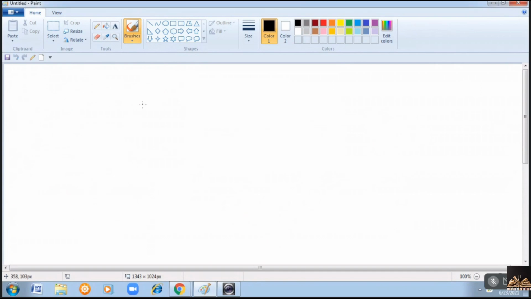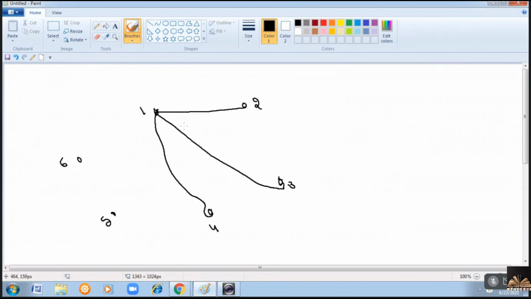Let us see one example. Assume that there are 6 teams: 1, 2, 3, 4, 5, and 6. Now consider the first team, and according to the round robin tournament definition, every team has to play with every other team, right? So 1 has played with every other team.